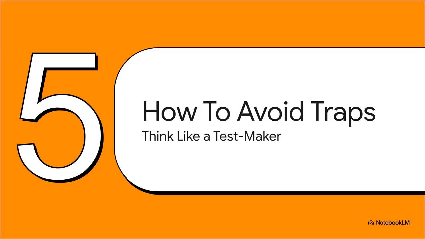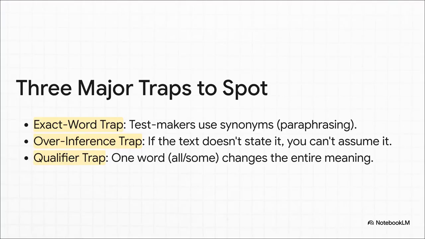Okay, so you have the core strategy down. Now it's time to level up. To really get good at this, you have to start thinking like the person who writes the test. You have to learn to anticipate their traps. And these are the 3 big ones to watch for. First, the exact word trap. They will almost always use synonyms, so you have to scan for the idea, not just the exact word. Second, the over-inference trap. This one is huge. If the text doesn't say it directly, you can't just assume it. You have to stick only to what's written. And finally, the qualifier trap. This is about paying super close attention to those small words that have a huge impact.